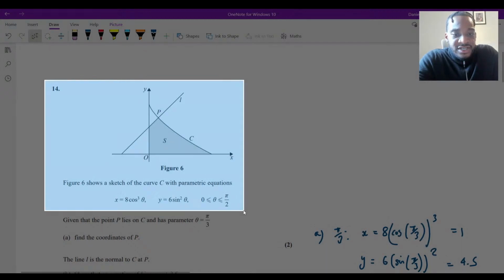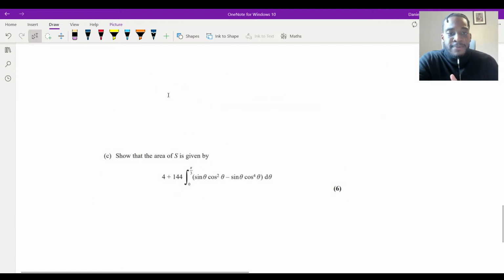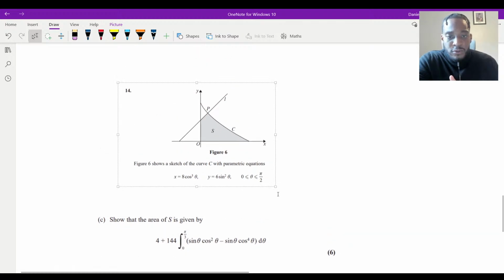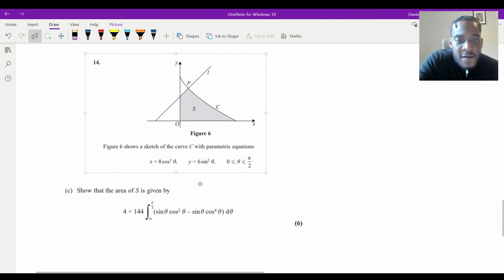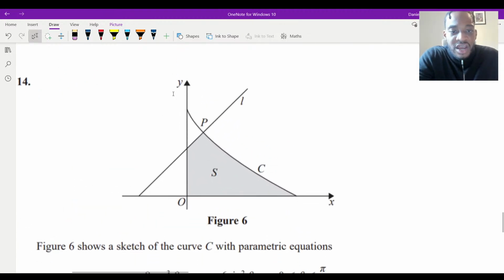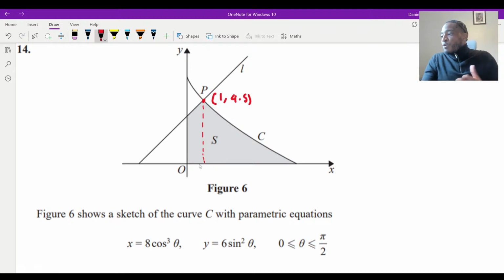So we get this here. And that area of S, if I grab that here and put this here, like that. So the area of S is integration. What you could do is you could split up that area. If I want the area of S, then surely we could say, there's a point of intersection there. By the way, that's the point P, which we know is 1 and 4.5, like that.